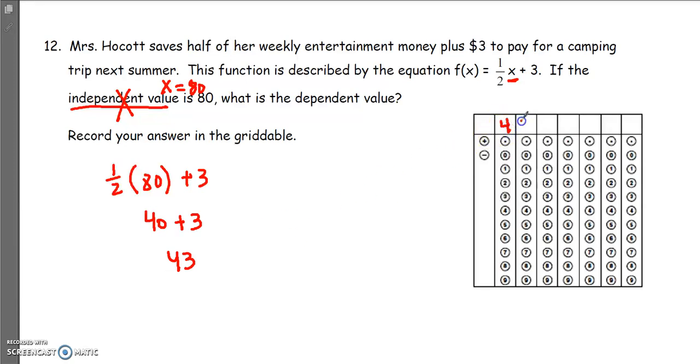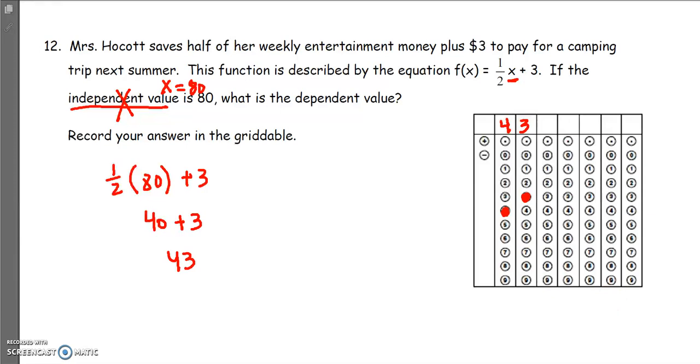So remember, this is a floating decimal grid. I can put the 43 anywhere I want as long as the 4 and the 3 are right next to each other. Don't forget to bubble them in. And if it's positive, I do not have to bubble in the positive sign here. Please don't. Otherwise, you might make a mistake and slip and bubble in the negative, and then you've just missed your problem.